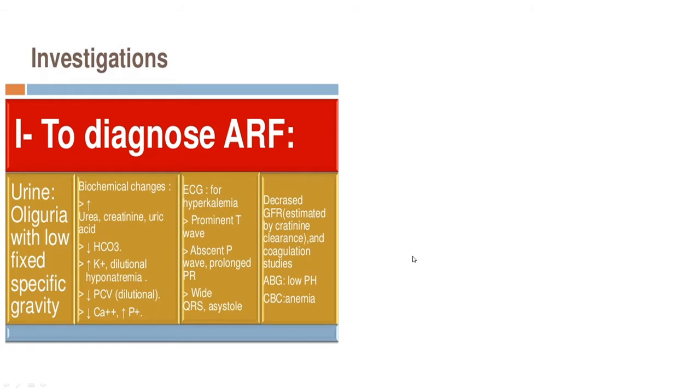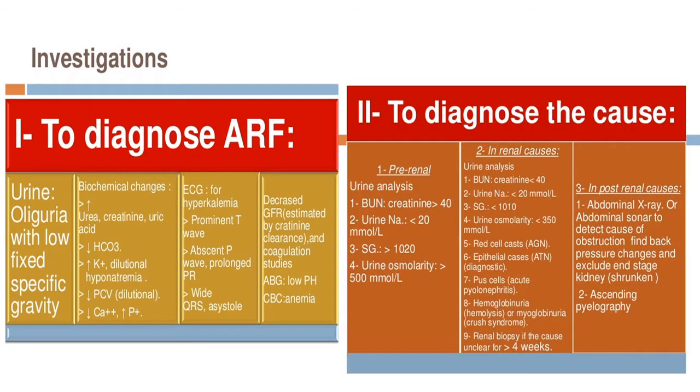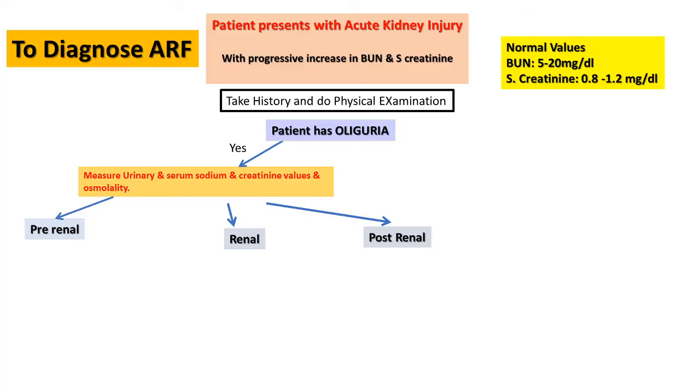The investigation related to acute renal failure is, first, to diagnose that there is acute renal failure, and second, to diagnose the etiology of the acute renal failure, whether it is pre-renal, renal or post-renal. So let us go with this approach and solve the cases. To diagnose acute renal failure, as you know, the patient presents with acute kidney injury, which you diagnose based on your increased BUN and serum creatinine. The normal value of BUN is 5 to 20 milligrams per dL, and serum creatinine is 0.8 to 1.2 milligram per dL. So you take the history and do physical examination.